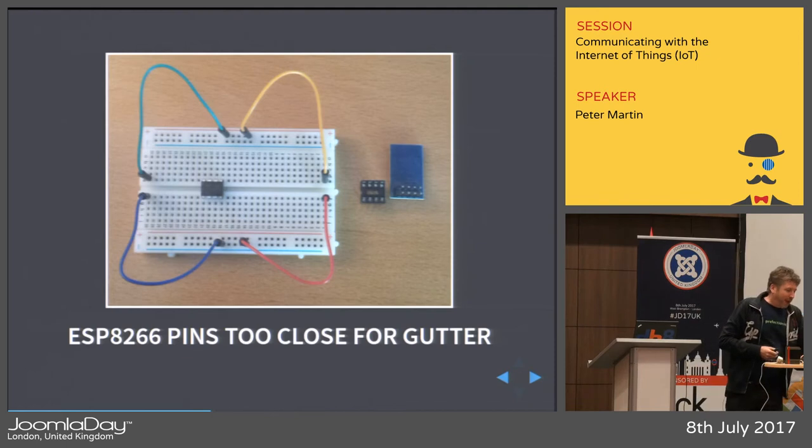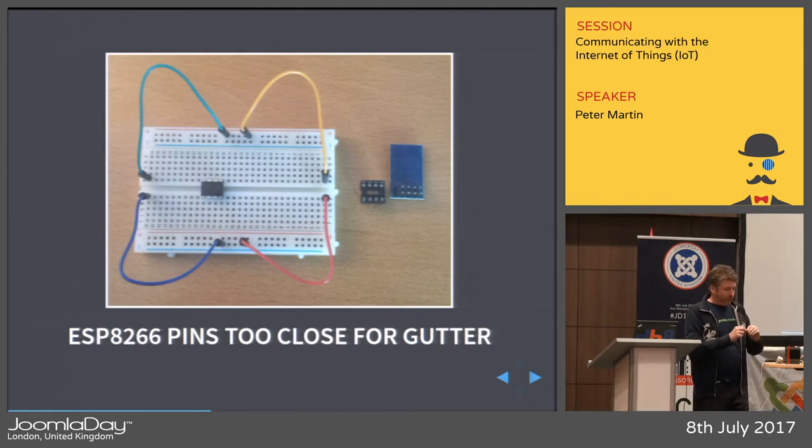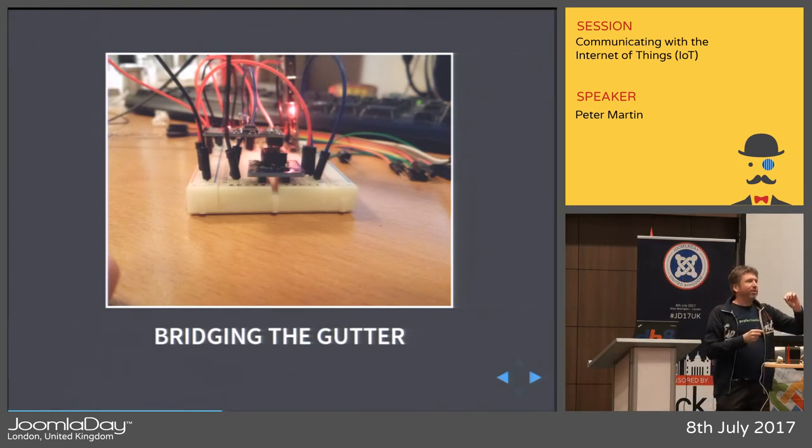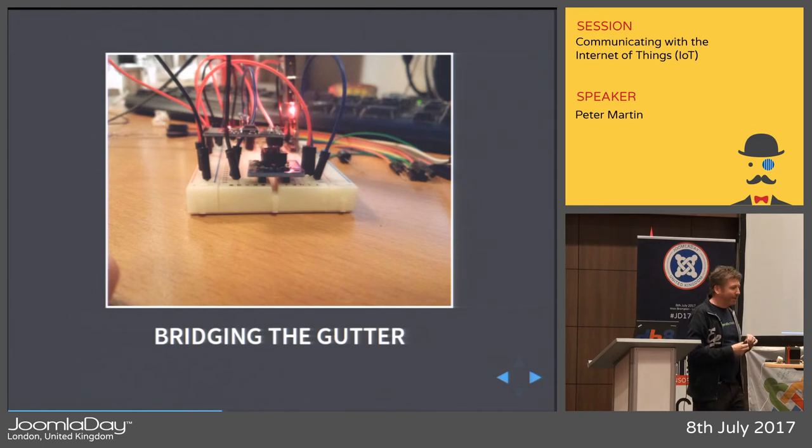And there I had my first problem. The pins on this chip are too close for this gutter. So here you see an IC socket. I just cut it in half, and I made my own bridge. So here you see this side. This is what I made to put this on the breadboard. So I was able to connect devices to it.